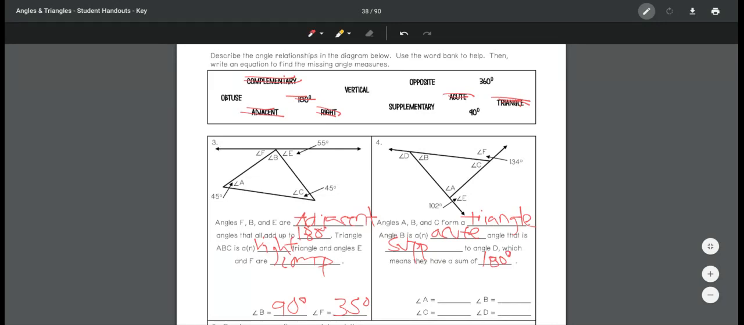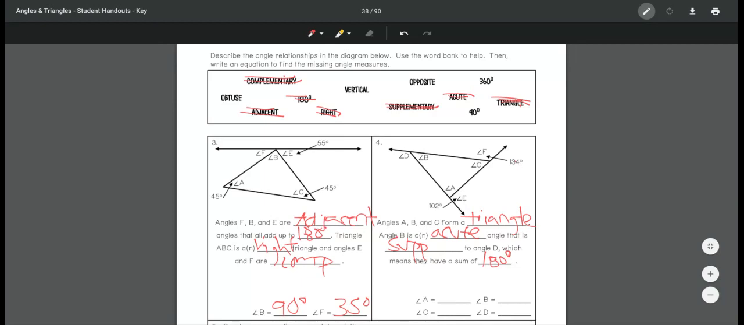There are quite a few words in this word bank that we did not use. We didn't use opposite. We did use supplementary. And I think we didn't use vertical or obtuse. An obtuse angle is any angle greater than 90 degrees, so this angle here would be obtuse. We did talk about vertical before, which means that they are at opposite parts, so they would be the same exact degrees.